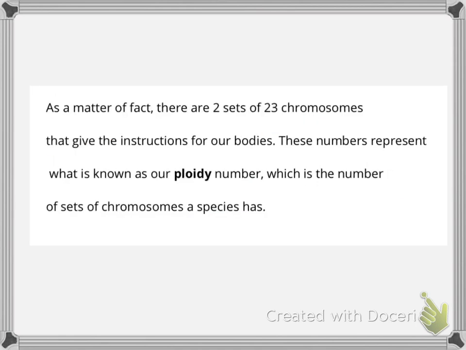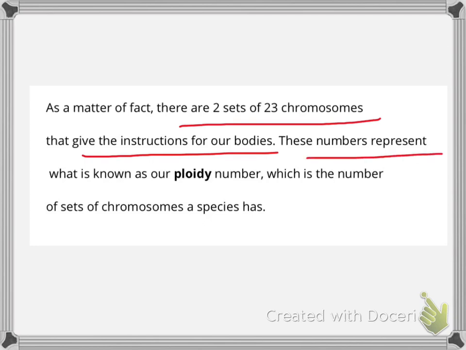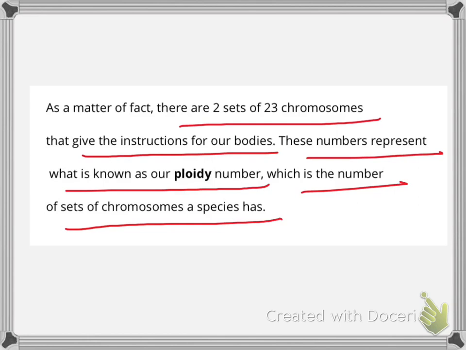In our body there are 2 sets of 23 chromosomes that give the instructions for our bodies. And these numbers represent what is known as our ploidy number, which is the number of sets of chromosomes a species has. So ploidy means the number of sets of chromosomes a species has.